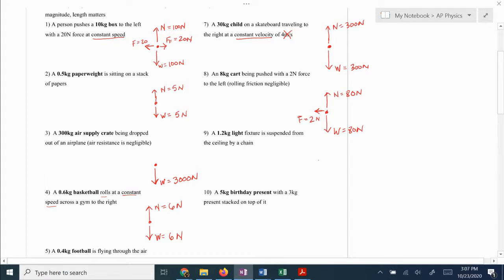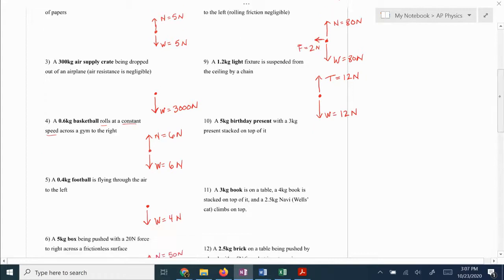Okay, a 1.2 kilogram light fixture is suspended from the ceiling by a chain. So we obviously have the weight force, or the force of gravity, pulling down on that. 1.2 times 10 is going to give you 12 newtons. And then you're going to have an upward force, and that upward force is applied by the chain, which is a tension force. So that's our first one of those. The chain is also going to have to apply a force of 12 newtons to balance out the force of gravity on that object.